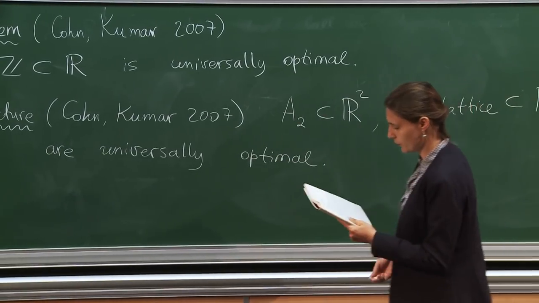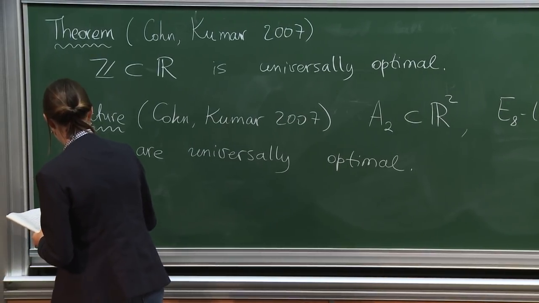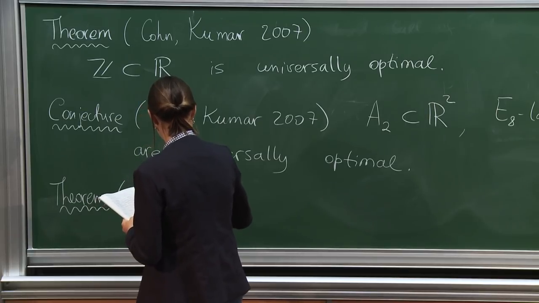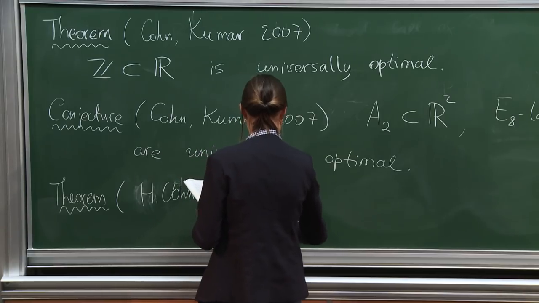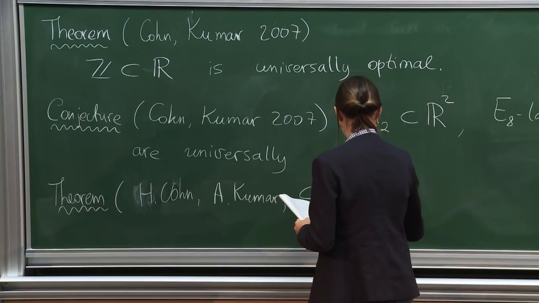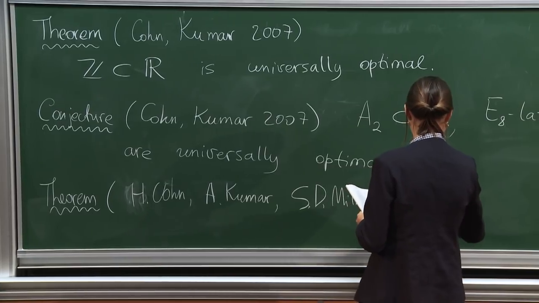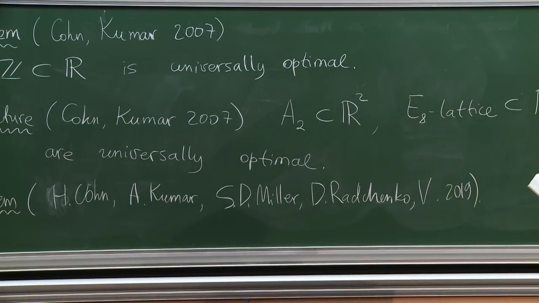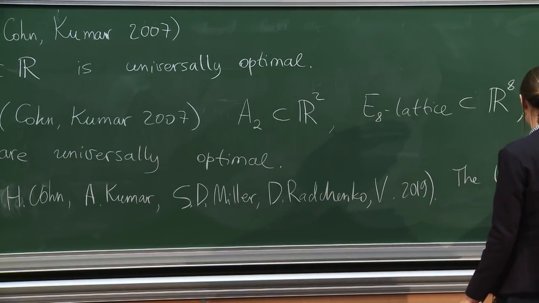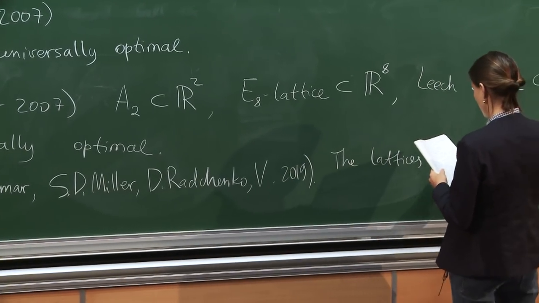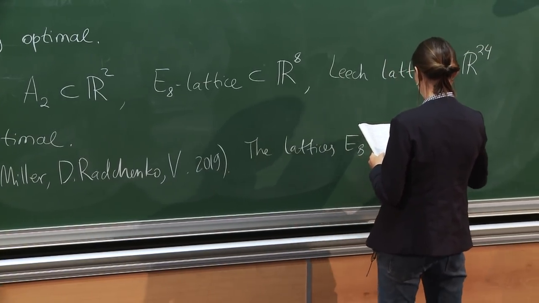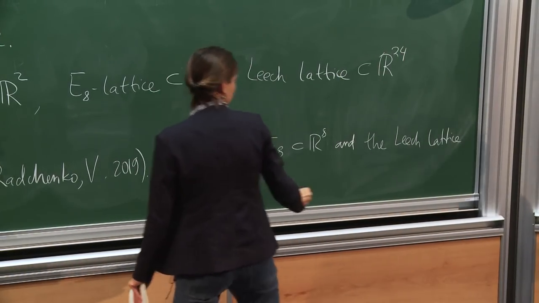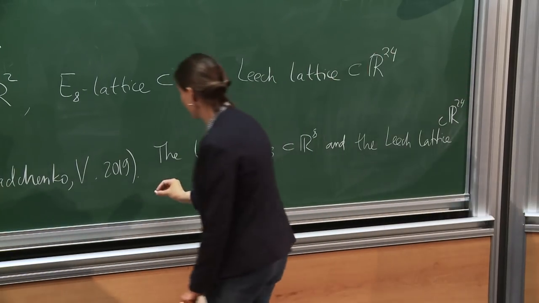And so now the theorem which I would like to present in this series of lectures is a joint result obtained together with Henry Cohn, Abhinav Kumar, Stephen Miller, and Danilo Radchenko. It says that the lattices E8 and the Leech lattice, which are inside of R8 and R24, are universally optimal.